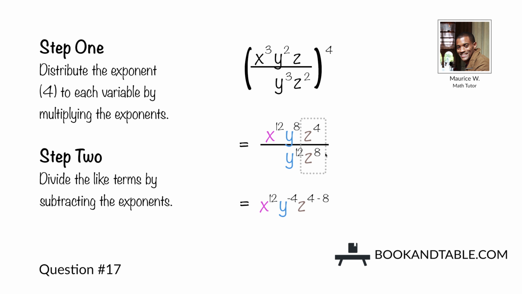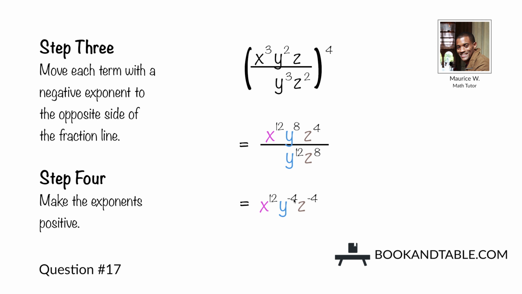Then lastly, z, we have z to the 4th divided by z to the 8th, which gives you z to the 4th minus 8, which is z to the negative 4. So now we have x to the 12th, y to the negative 4, and z to the negative 4. But you do not want to leave your answer with negative exponents.